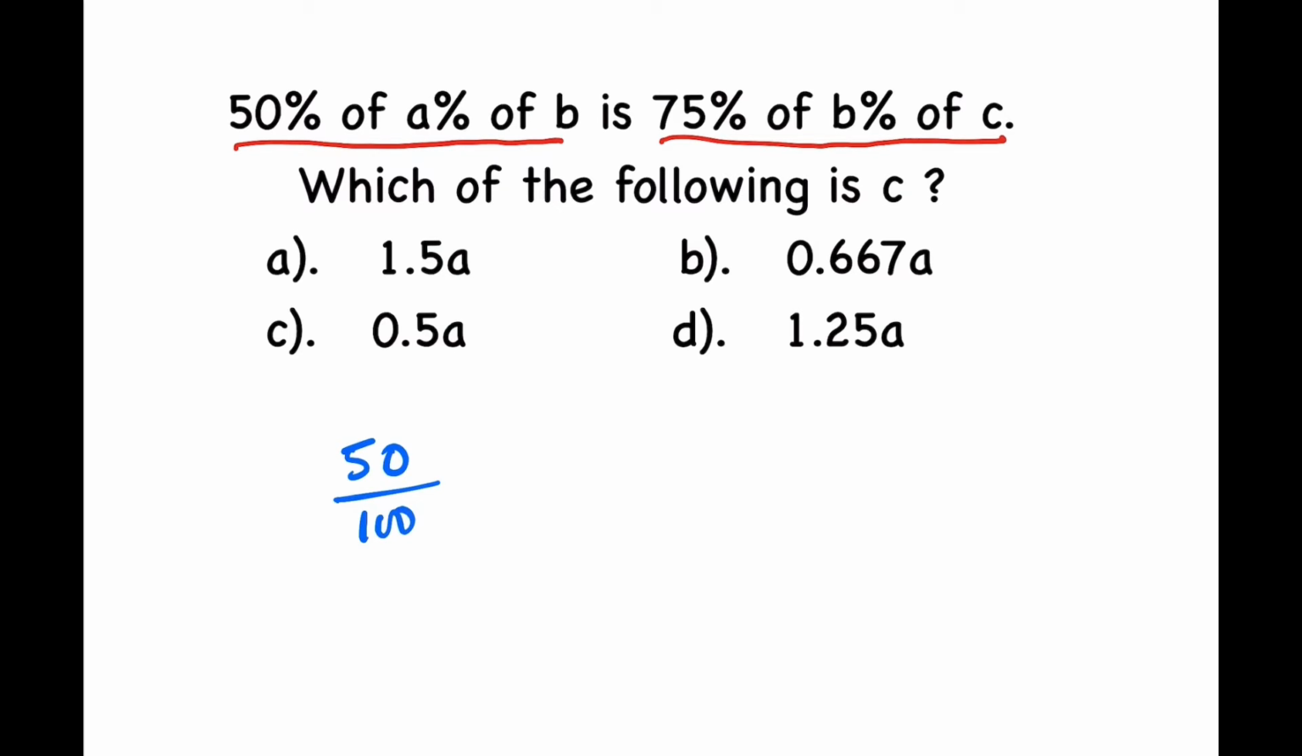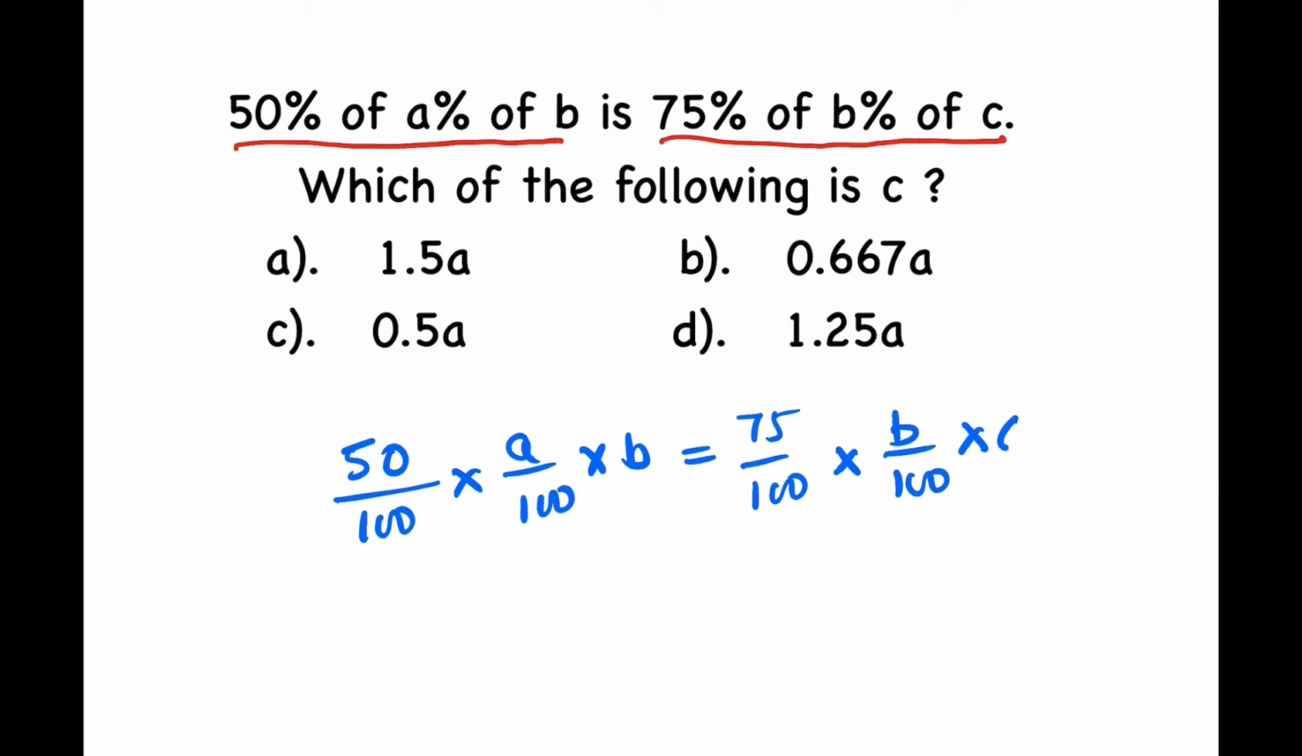50% means 50 upon 100 into A percent, A upon 100 into B. This is equal to 75% means 75 upon 100 into B percent, B upon 100 into C.